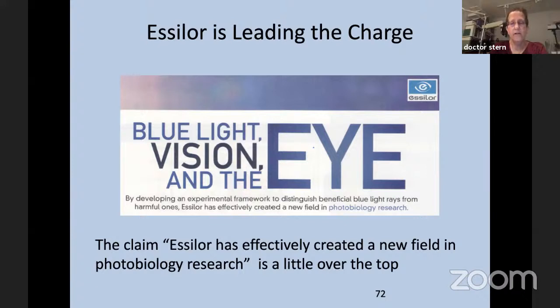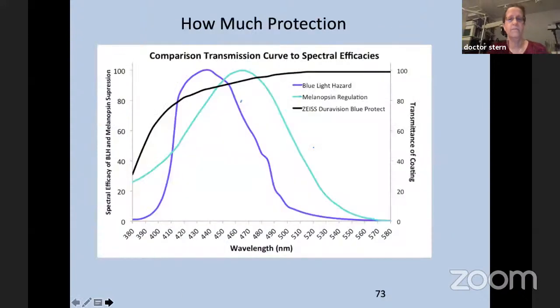They don't block all that much of the blue. I'll show you that in a second. I have just a few more slides, but I also worry, are there any negative long-term effects from even blocking part of the blue spectrum? I'm stuck here, hang on. There we go. So how much protection?